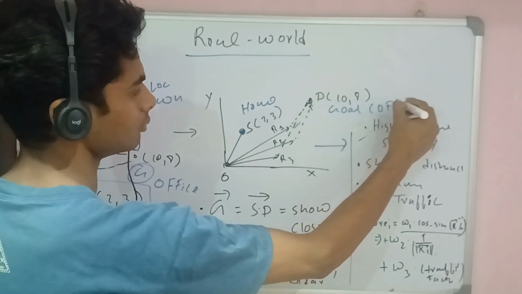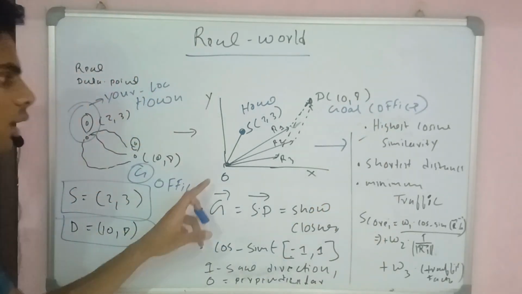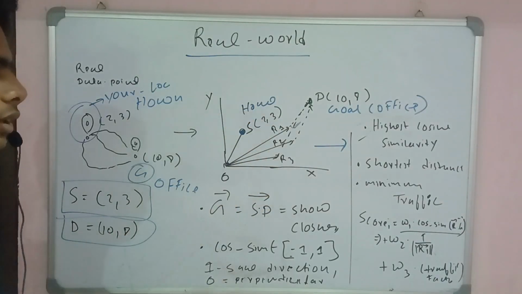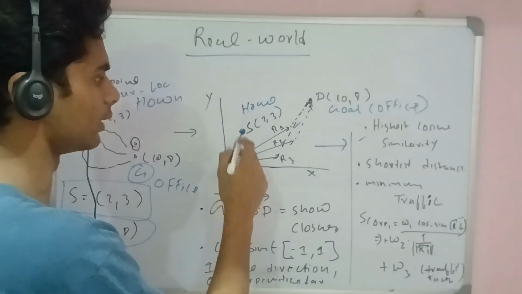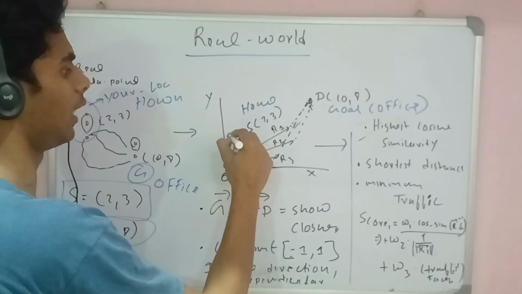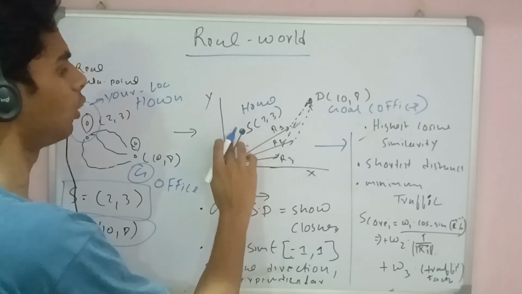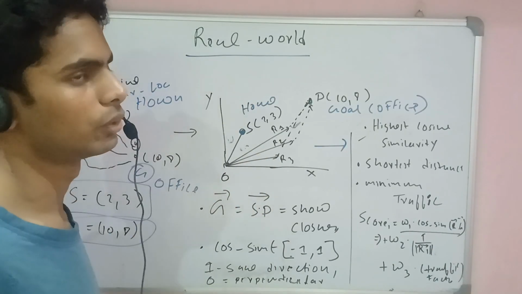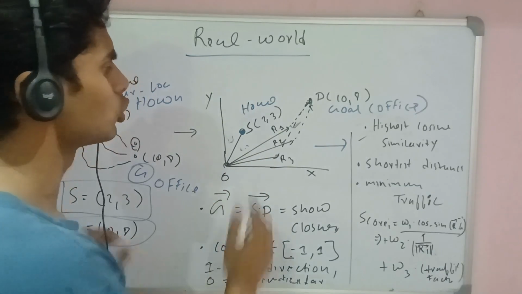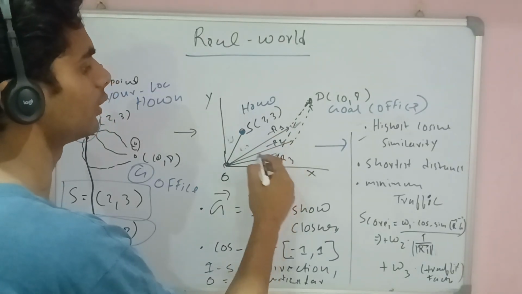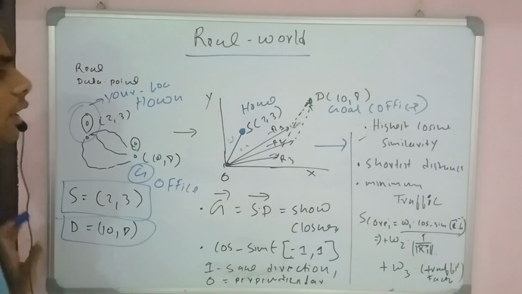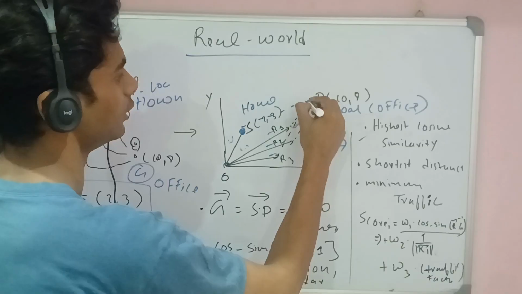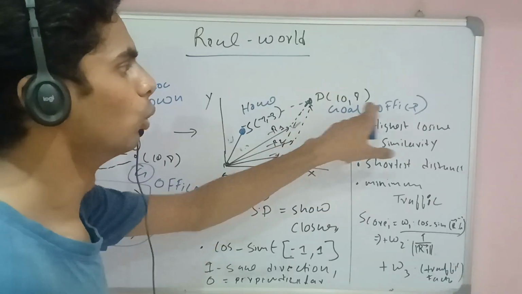There are a few routes. We name all these vectors ri, the ri vector. Let's suppose all these vectors are ri vectors: r1 vector, r2 vector, r3 vector. This is your current location, and you want to visit this destination, the goal, the office.